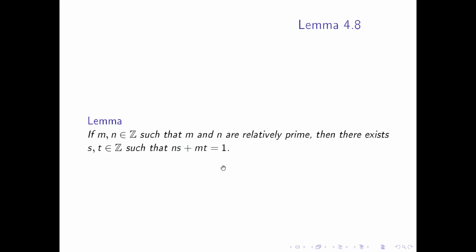And then 4.8. Now, this is not one I'm going to make you prove, but I do think this one is kind of interesting. Suppose m and n are relatively prime. That means the greatest common divisor is 1. Then there exists some s and t such that ns plus mt is equal to 1. This one is really, really kind of cool.